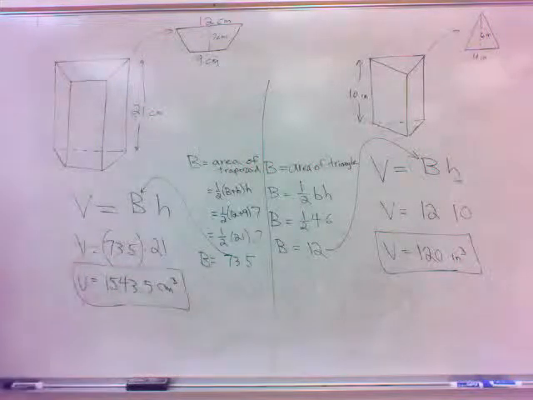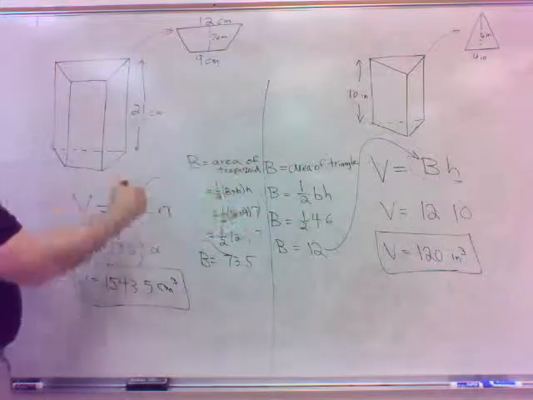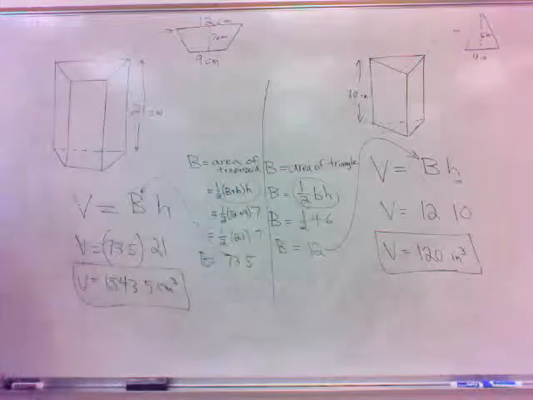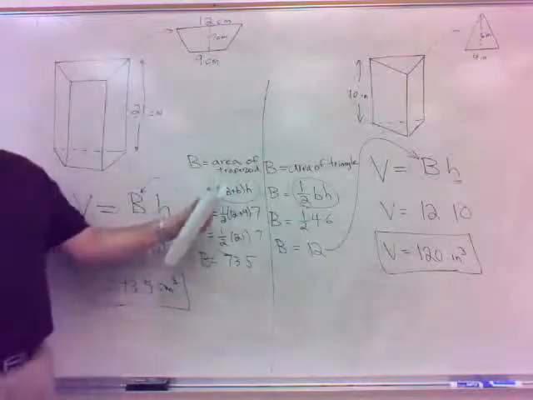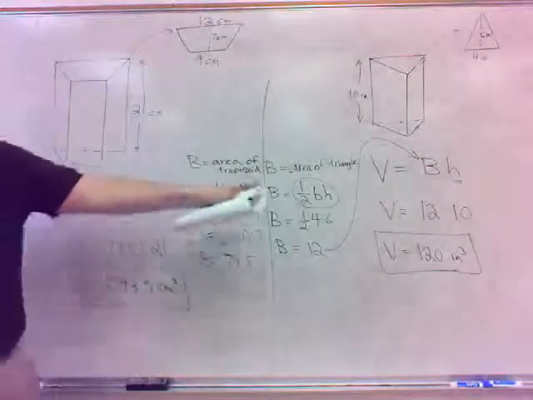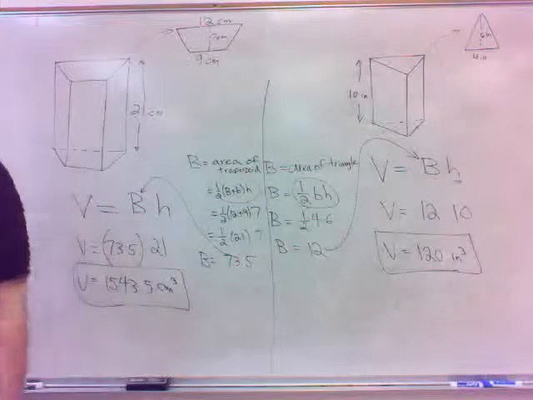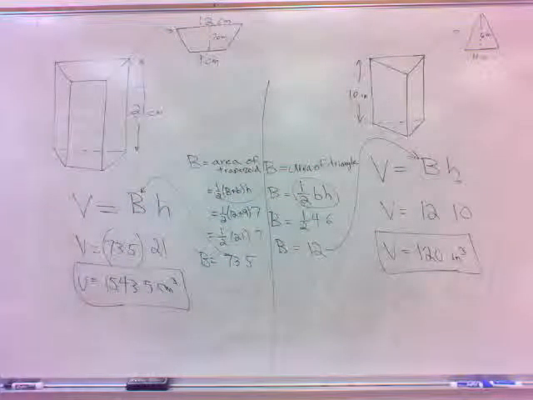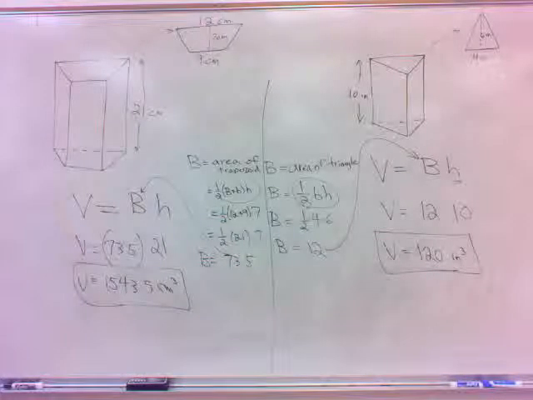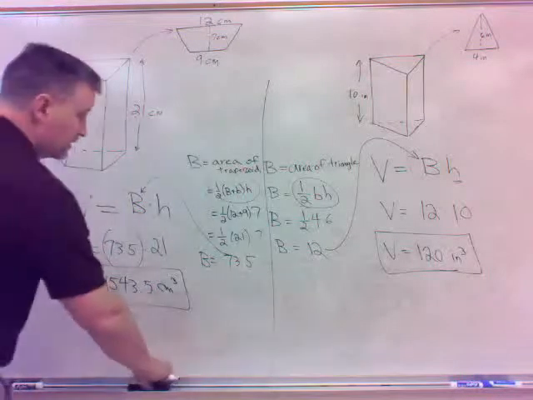Okay, so recapping here just a little bit, notice in both cases we calculated big B, but we were using two different formulas, because for one the base was a trapezoid and the other was a triangle. Whatever shape it is on top and bottom, that's going to determine what big B's formula is. It'll change depending on those things. All right? Now, next, let's go to the pyramid.